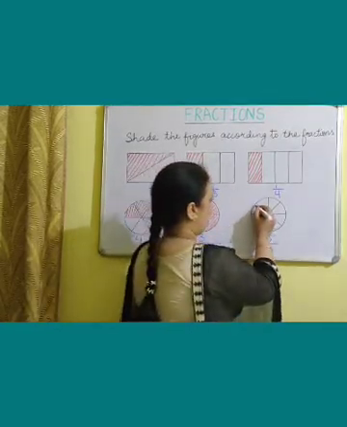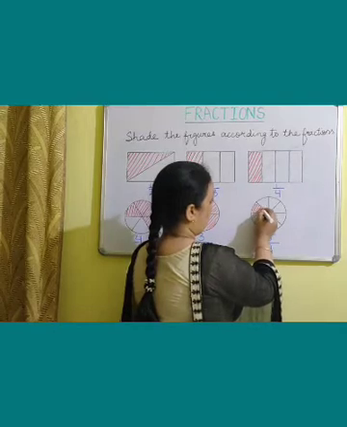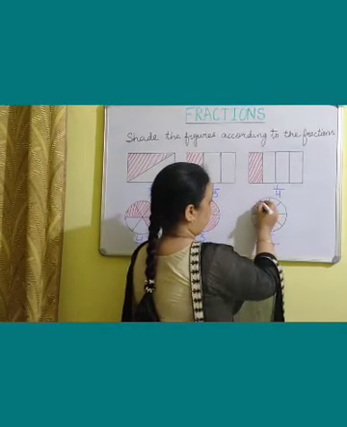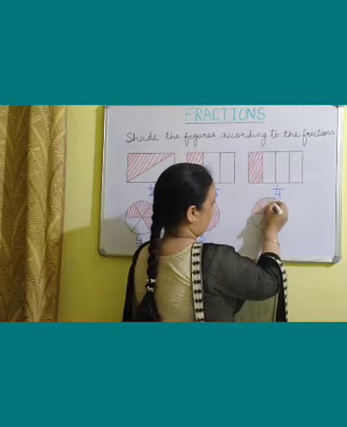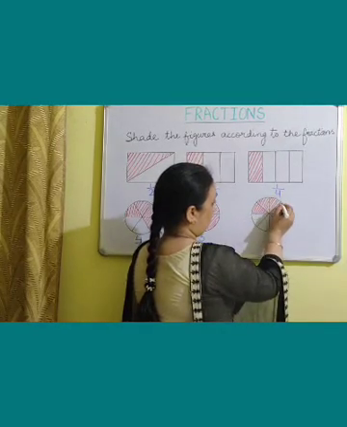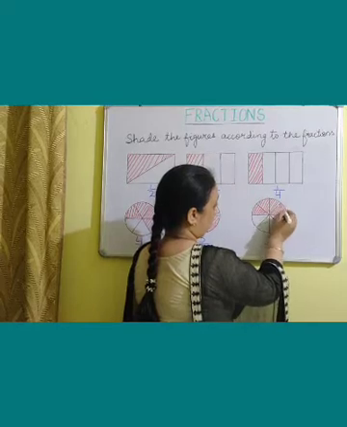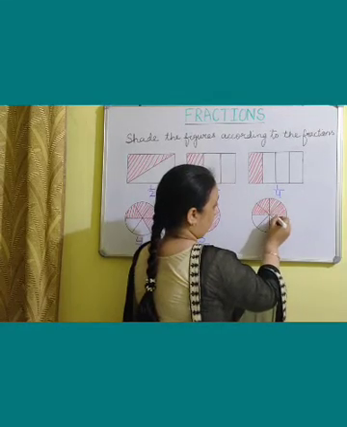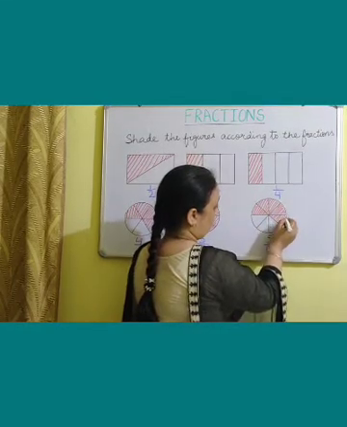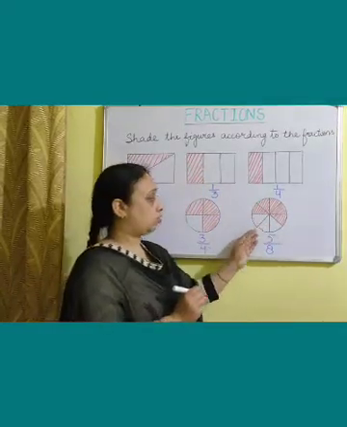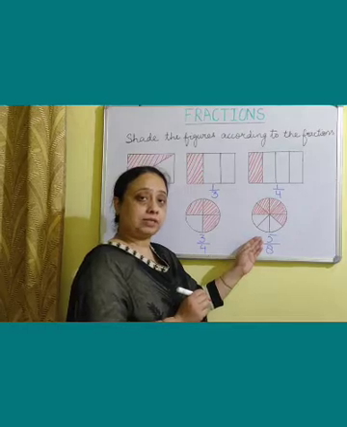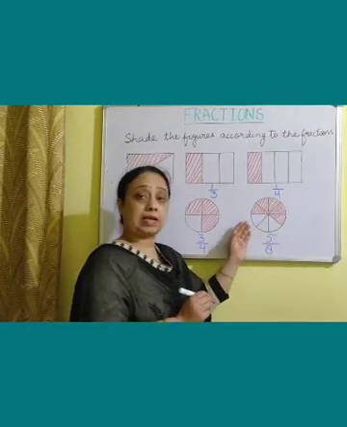So we will shade 1, 2, 3, 4, 5. So we have to shade 5 parts. And how many are remaining? 3 are remaining. So the number of parts you have to shade is 5 here out of these 8 equal parts.